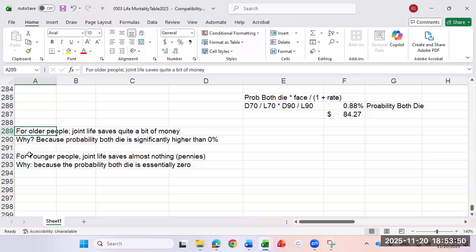For most people, once you get past age 60, the joint life will save you 3, 4, 5% or something. For younger people, it almost never makes sense to buy joint life because it just doesn't save you anything. You might as well buy the two term policies, pay the extra penny. We're talking about annual, so you save 3 pennies, you divide that by 12 months, you're just not going to notice it. So for older people, a joint life might make sense because there's a chance it's going to save you quite a bit of money. For younger people, it just never makes sense.